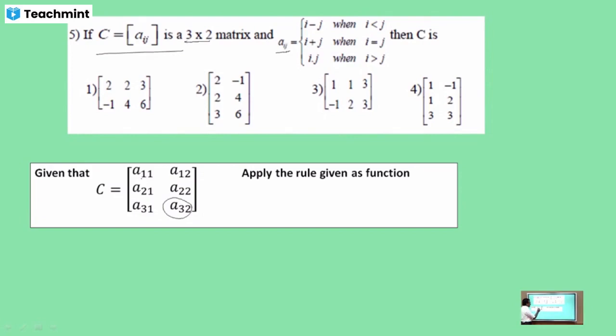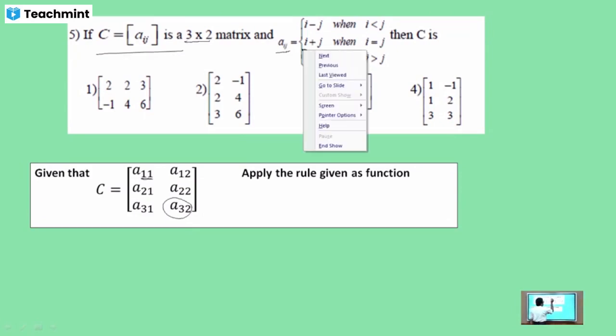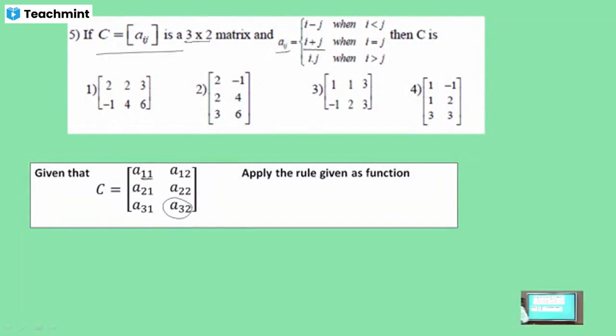In the first element, A11, you know that i and j are equal. When i and j are equal, I have to use this condition. What is the condition? i plus j.